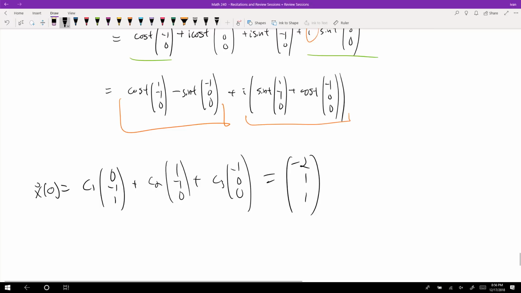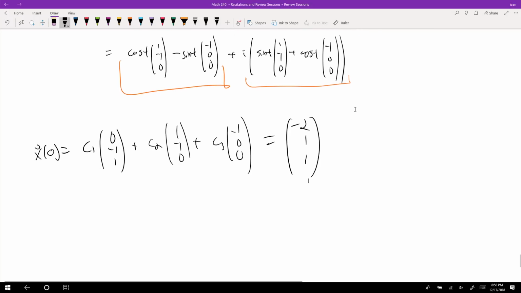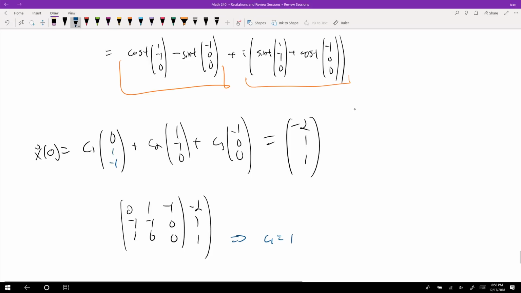Okay, so this is just a system of equations where if we take these columns over here, 0, negative 1, 1, 1, negative 1, 0, negative 1, 0, 0, we can just augment it with 2, 1, 1, and we can just solve for the system. And really, here, this tells me that C1 is equal to 1. I think it should be 0, 1, negative 1. Yeah, I did something wrong. Where is 0, 1, negative 1? Oh, here. There we go. Okay.